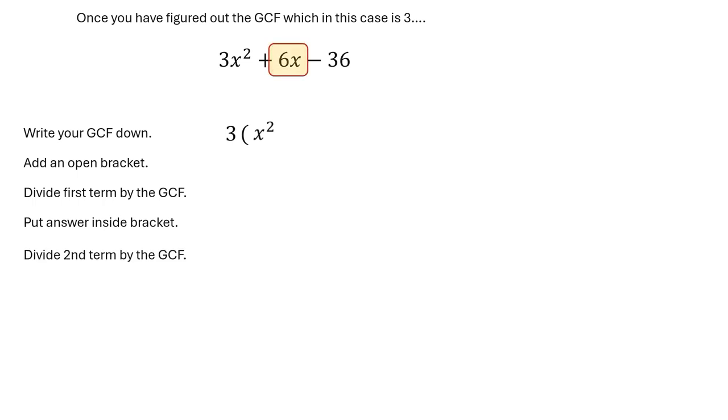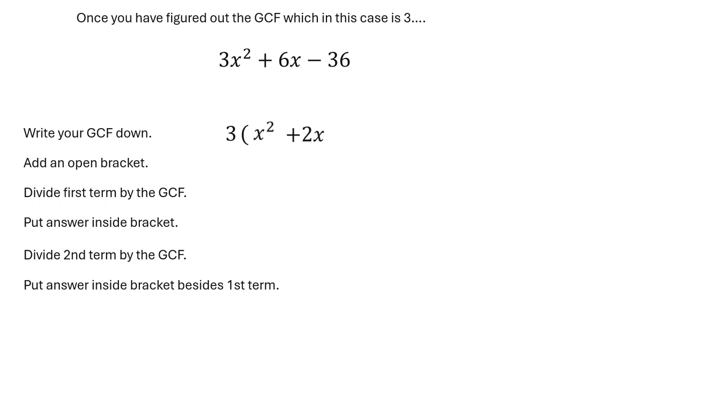Then we'll look at the second term, which is 6x. We'll divide the second term by the greatest common factor, which is 3. The answer to that is 2x. 6x divided by 3 is 2x. So again, we'll just put that inside the bracket, right next to the first term.